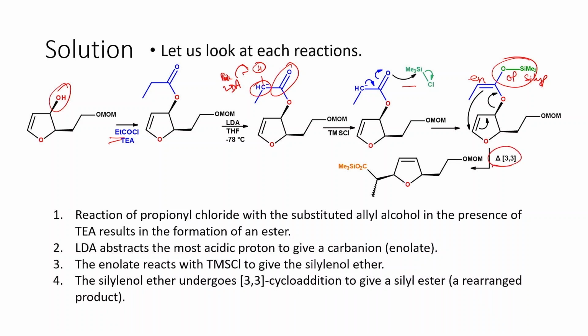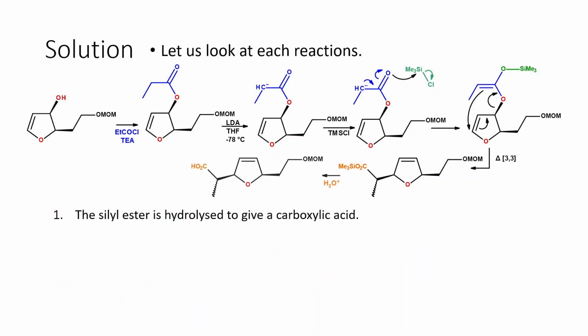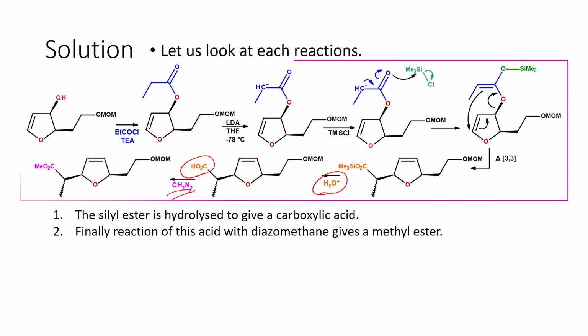That leads to a rearranged product, as an alkene double bond is formed here with concomitant loss of the silyl enol ether; that unit is entirely lost. So we end up with a double bond on this particular system, and this particular unit is converted to the silyl ester. This silyl ester is hydrolyzed under acidic conditions to give a carboxylic acid derivative, and the carboxylic acid on treatment with diazomethane gives the corresponding methyl ester. That way, option D is the correct one, and we can easily figure it out in this reaction even without going through all the steps.